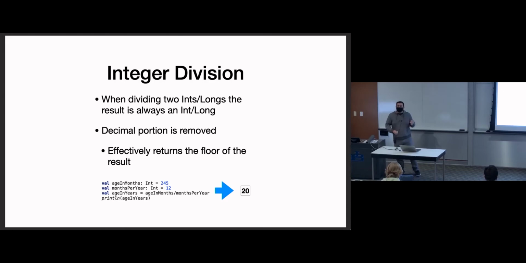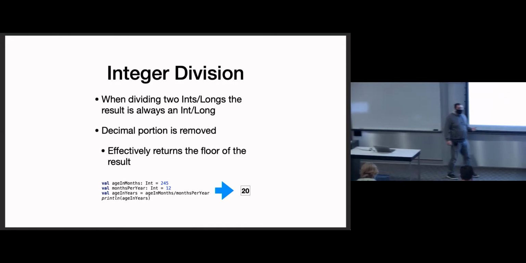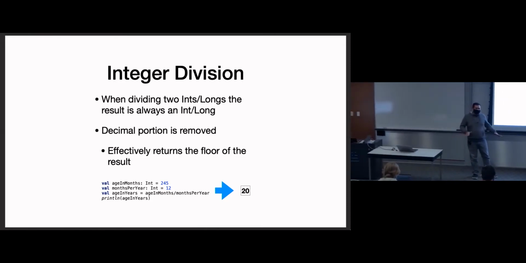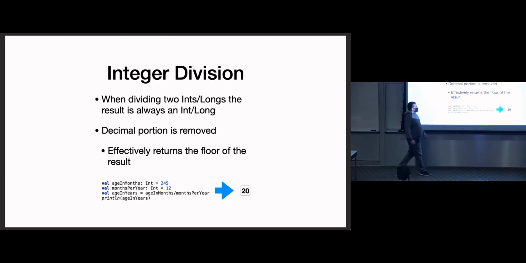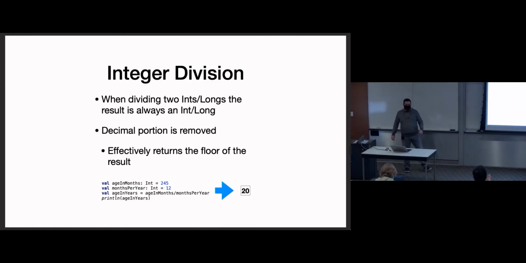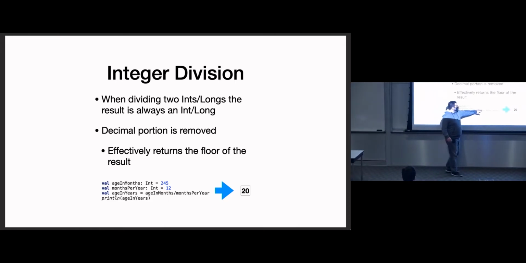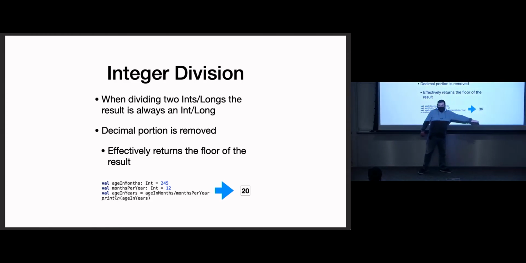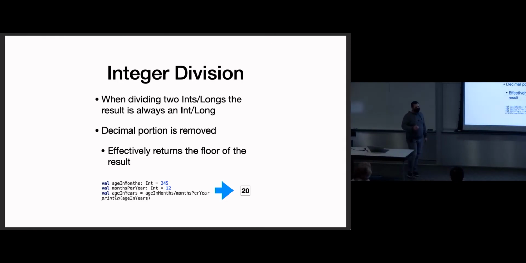Integers have to be whole numbers. So if there's some remainder or some decimal portion to your division, it will be erased. It won't exist in your solution. So if we have 245 divided by 12, the answer would be 20.4, right? 20 with a remainder of 5. That won't be the case in this code. This will be integer division. The decimal portion is truncated. It's flat out erased, which is effectively taking the floor of the division, and you only get 20 out of this.